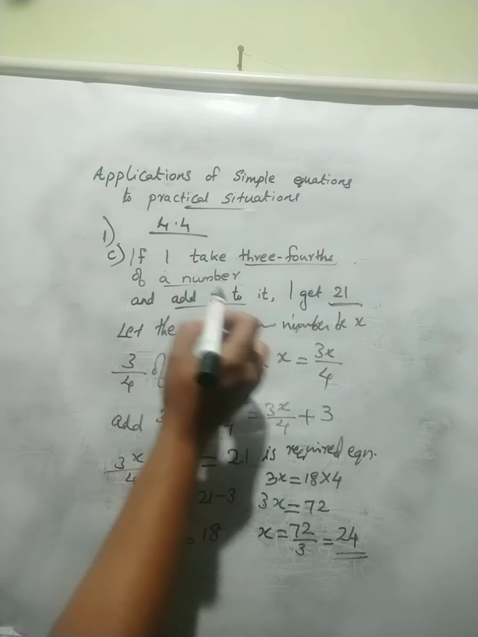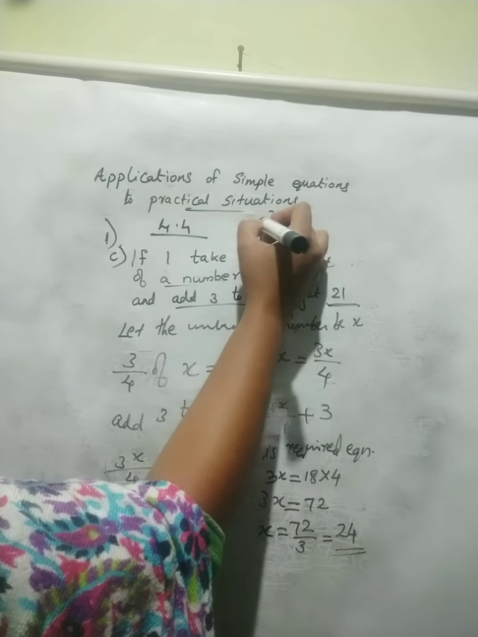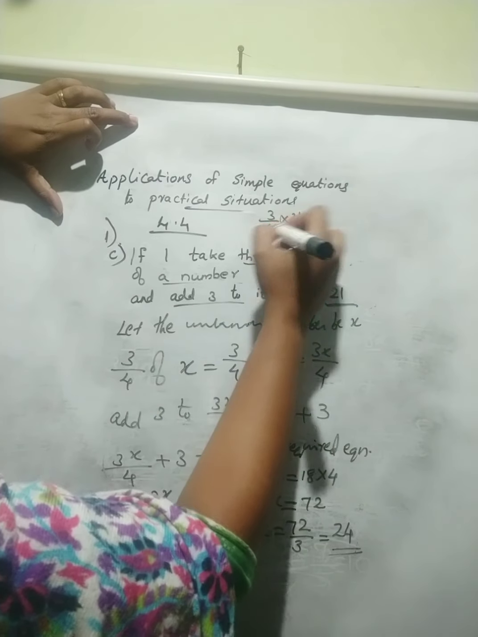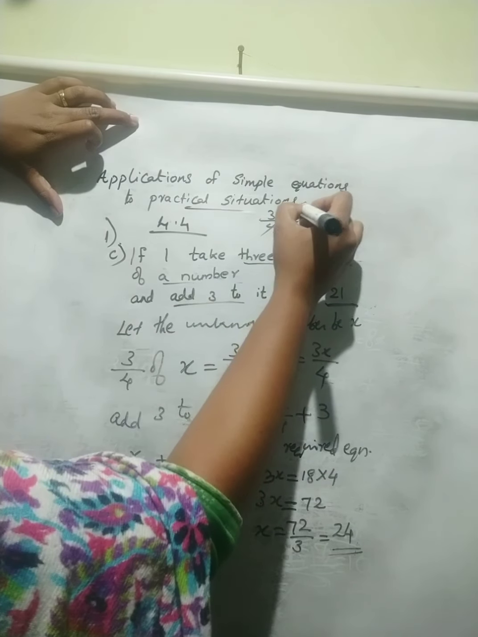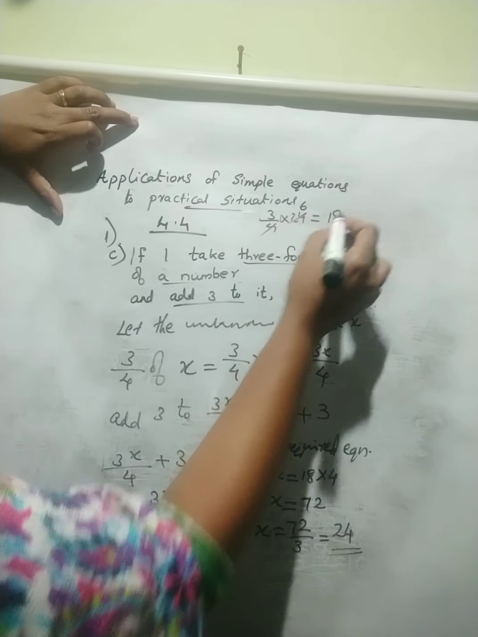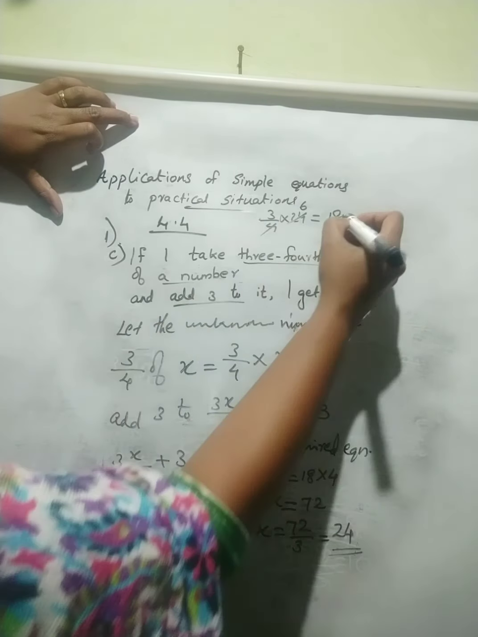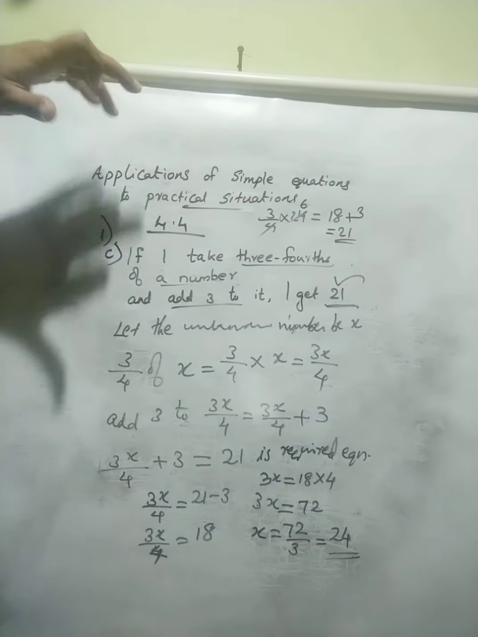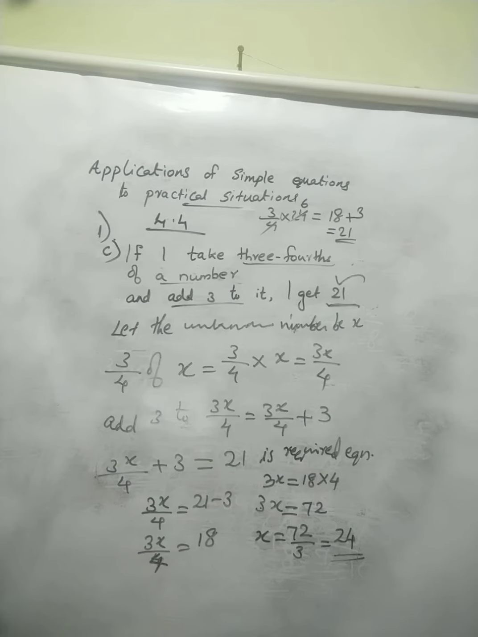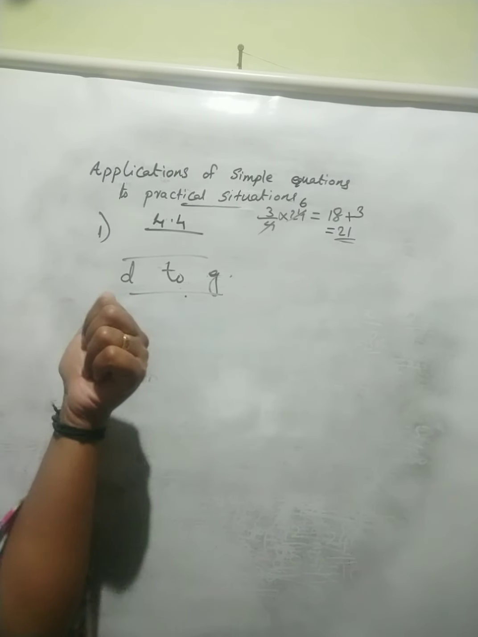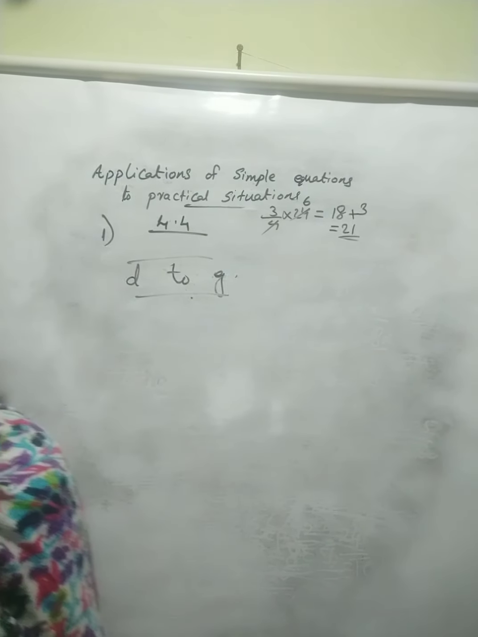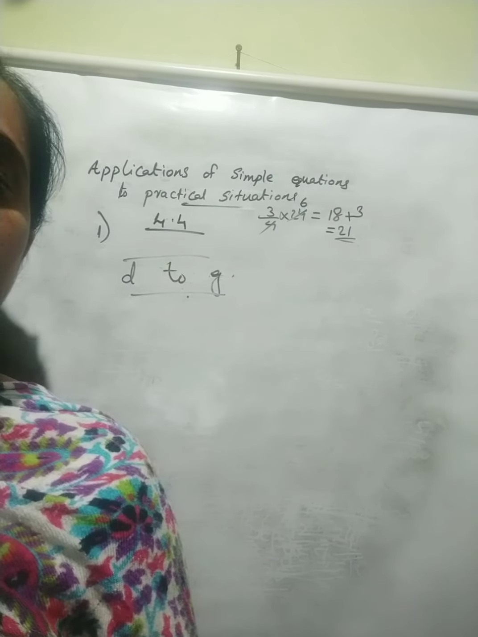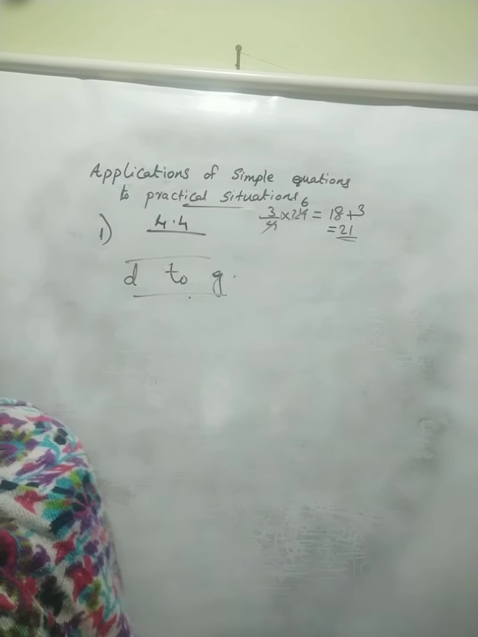So 3/4 of 24, 3 upon 4 times 24. What is the answer? We can cut this, that is 18. 3 times 6 is 18. Then add 3 to it. Then 18 plus 3, that is 21. So we got 21 itself. So the answer is correct. Do D to G alone. You can do it yourself, okay? Try to do that. I think you got the idea how we can solve these questions.